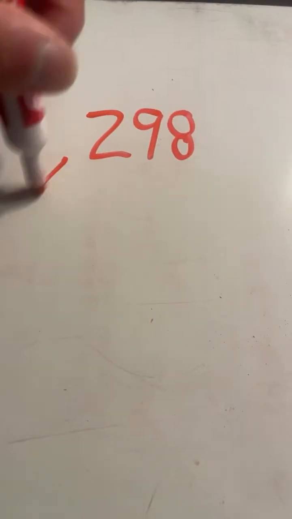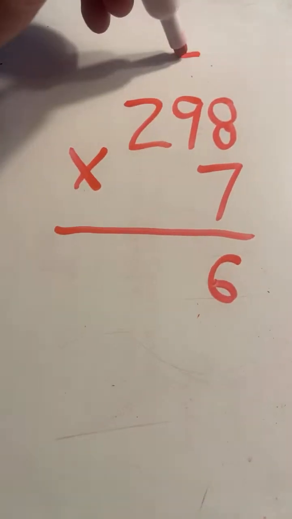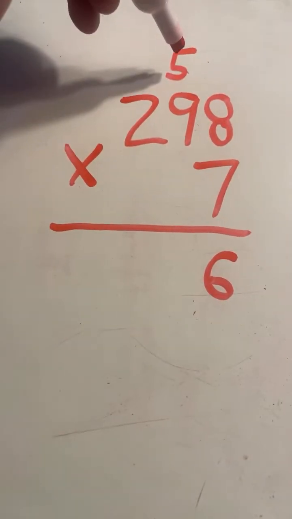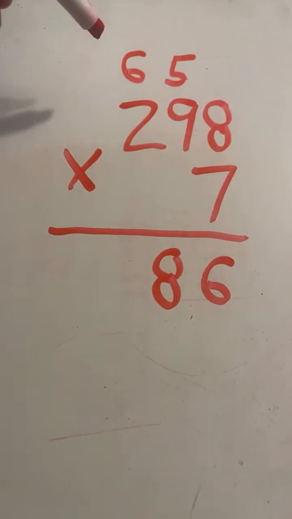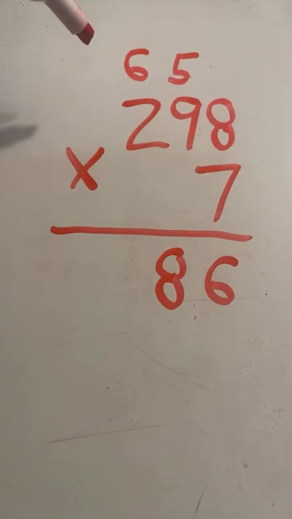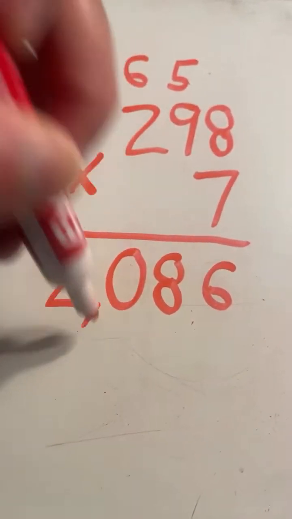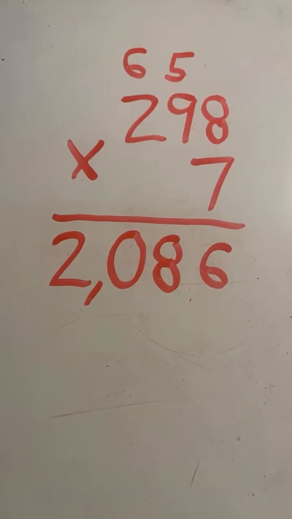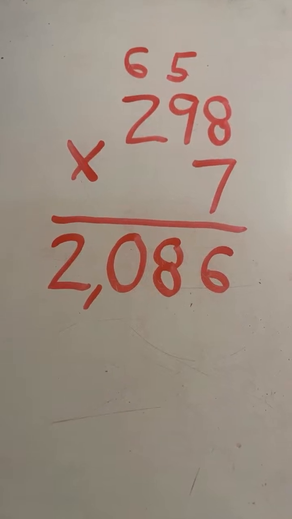298 times 7. 8 times 7 equals 56. 6 carry the 5. 9 times 7 equals 63. 63 plus 5 equals 68. 8 carry the 6. 2 times 7 equals 14. Plus 6 equals 20. And we have our final answer. 298 times 7 equals 2,086.